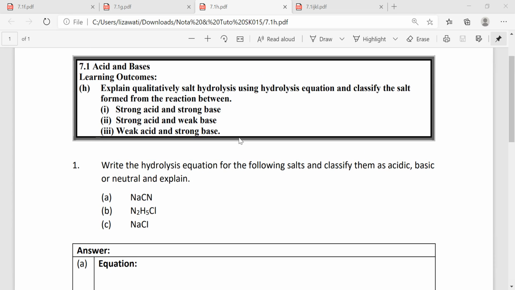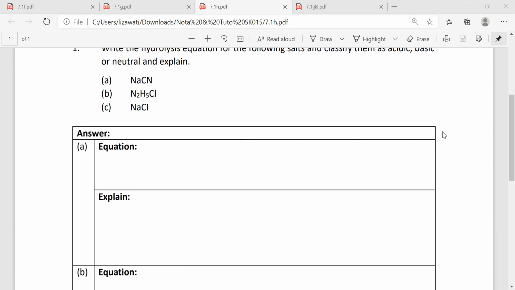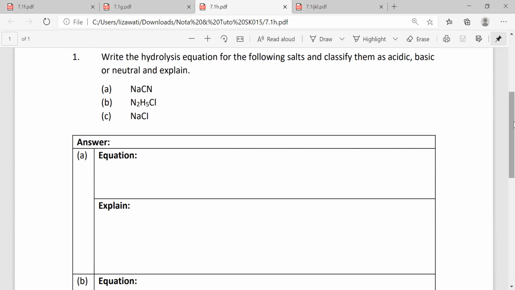Today I would like to discuss tutorial 7.1H, which refers to salt hydrolysis. Only one question is provided here. Let's take a look at the question first. Write the hydrolysis equation for the following salts and classify them as acidic, basic, or neutral, and then you have to explain.